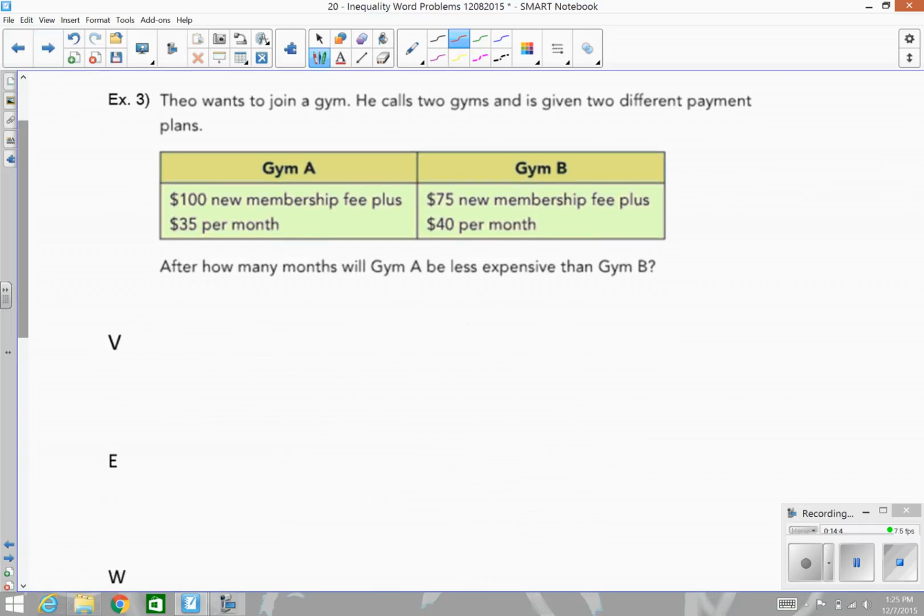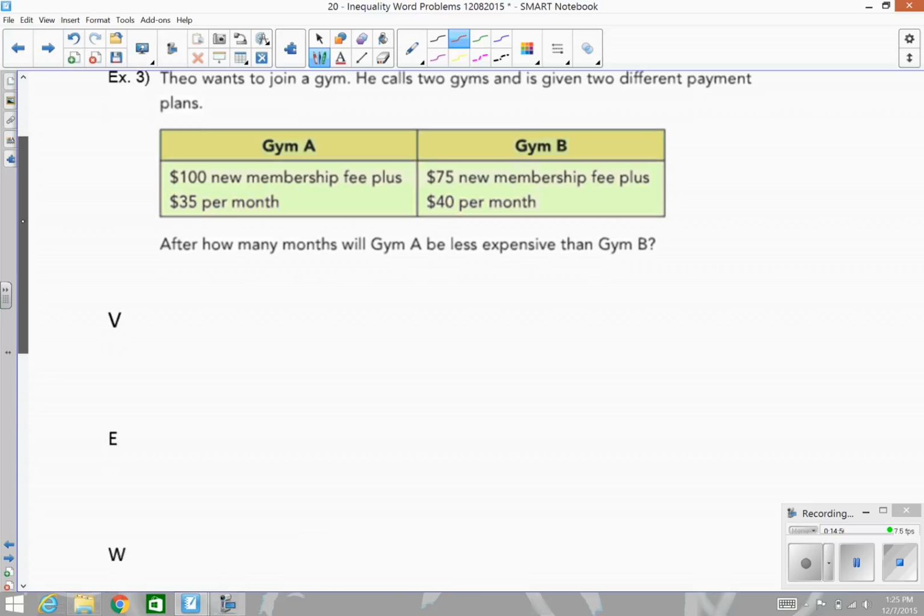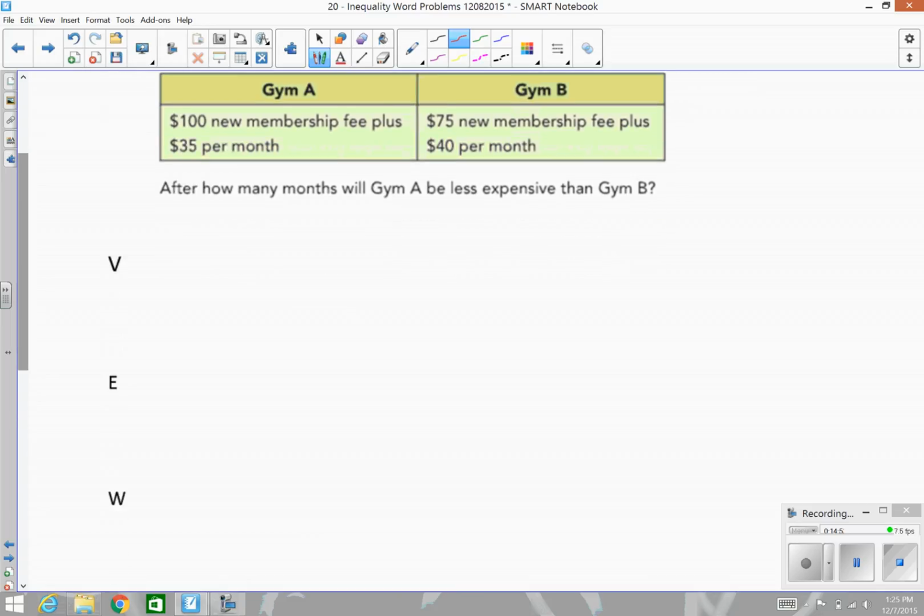Example 3 says, Leo wants to join a gym. He calls 2 gyms and is given 2 different payment plans. For Gym A, he can pay $100 for a new membership fee plus $35 per month. Or at Gym B, he can pay $75 for a new membership plus $40 per month. And our question is, after how many months will gym A be less expensive than gym B?